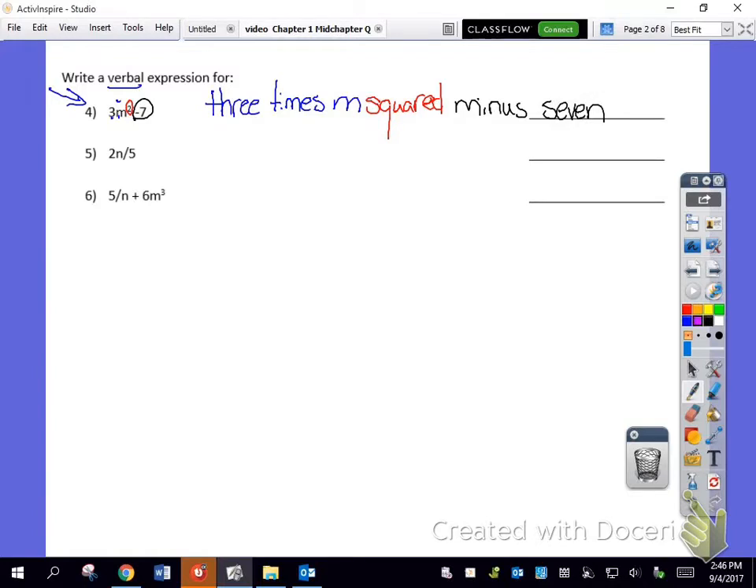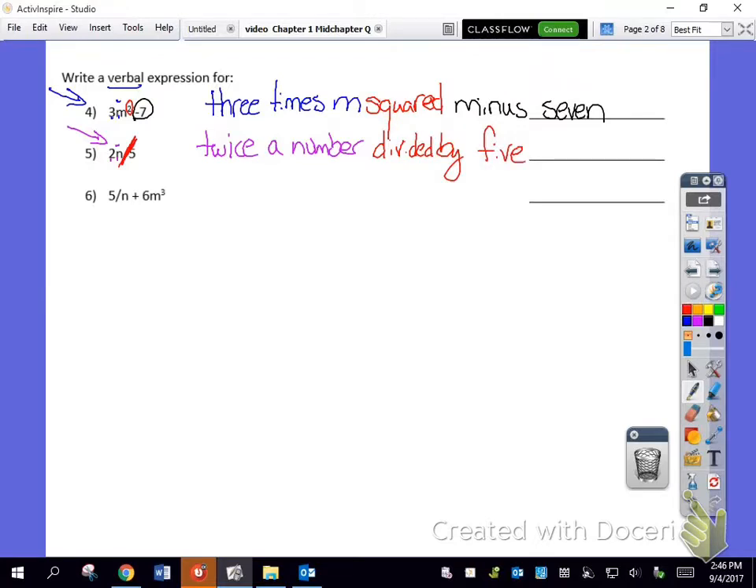Number 5, start from the front, start from the very beginning. A 2 next to a variable means multiply. So that is 2 times. Now, instead of 2 times, I could put twice a number. I could say 2 times, or I could say twice a number. That also means 2 times. Okay? Now, this slash right here, that means divided by. Divided by. And then you have the number 5.